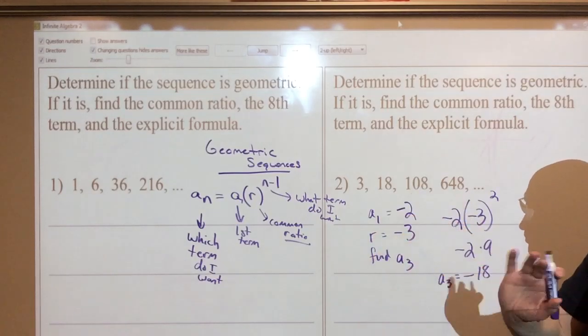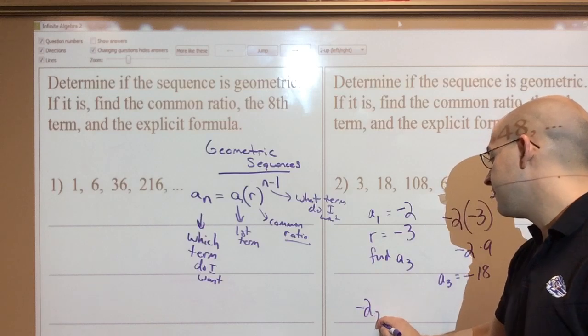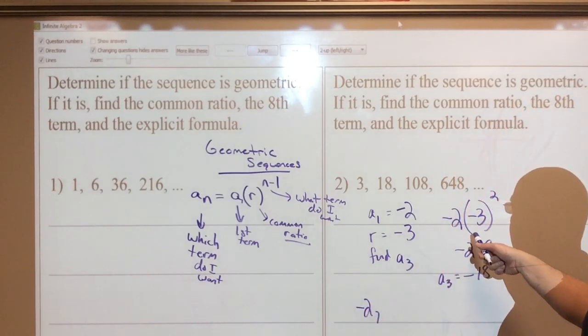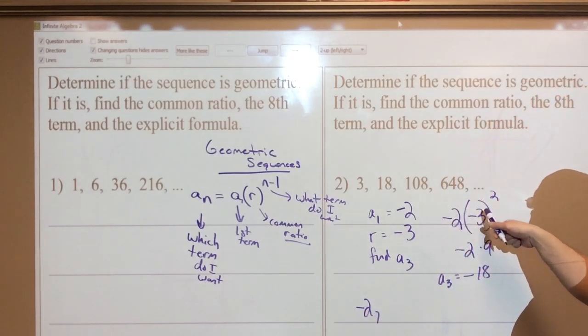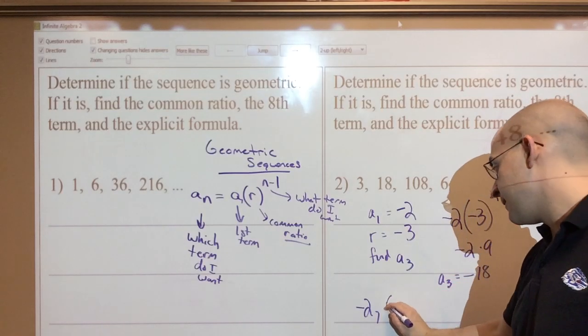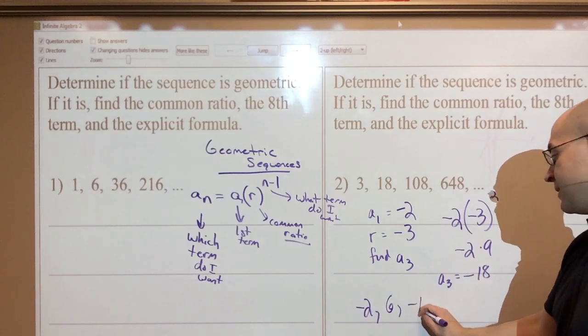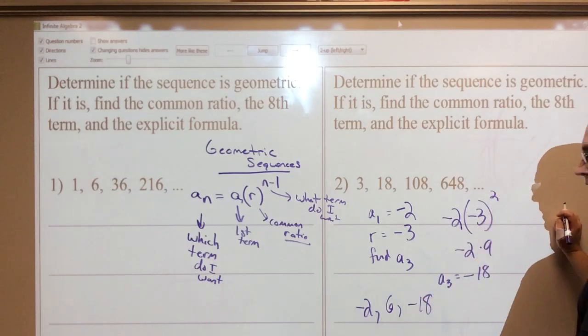Let's go the other way around. You don't have to do it this other way. I just want to make sure you're understanding it. So the first term is negative 2. The second term then is negative 2 times the quantity of negative 3 to the first power, which would be 6. And then the third term, which is what we did, was negative 18. So the common ratio is negative 3.